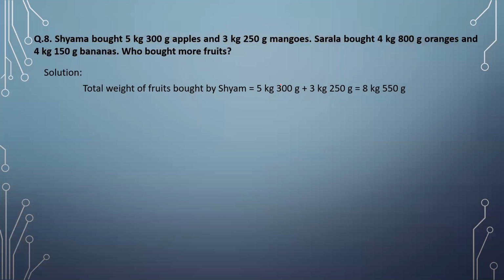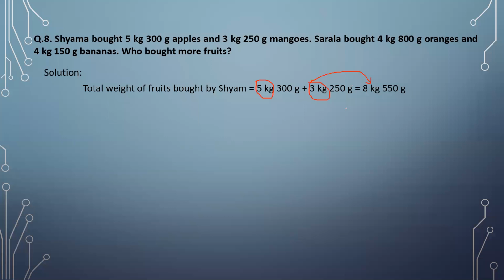So first we are going to add the gram values. Here 300 plus 250. After adding 300 and 250, we get 550. So the addition of the second term is 550. Now we have to add the kilogram values. Here 5 kilogram plus 3 kilogram becomes 5 plus 3, which is 8 kilogram.